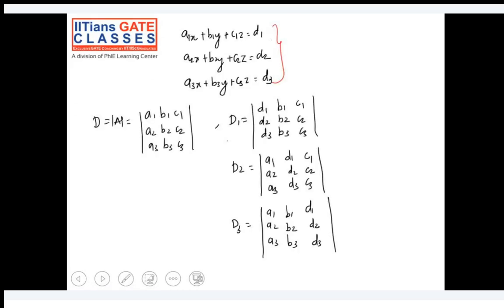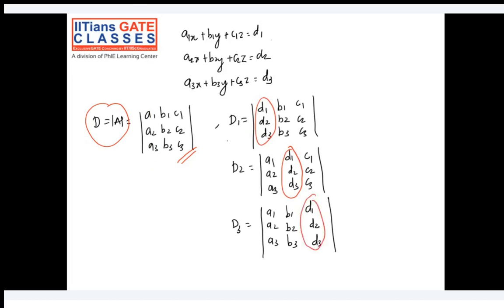So what is D1? If you replace the first column by the right hand side vector, that is d1, d2, d3, then you call it D1. What is D2? If you replace the second column with d1, d2, d3. And what is D3? If you replace the third column with d1, d2, d3. Keep this concept in your mind, that depending on which column we are replacing with d1, d2, d3, we have to call it capital D1, capital D2, and capital D3 accordingly. So if any of these determinants is non-zero, then you have no solution. If all the determinants are zero, then you have an infinite number of solutions.